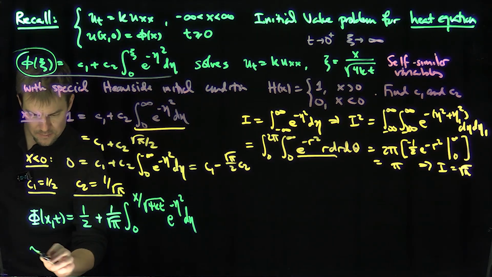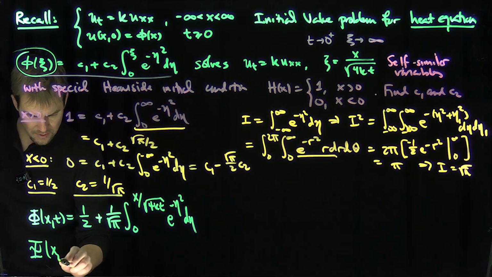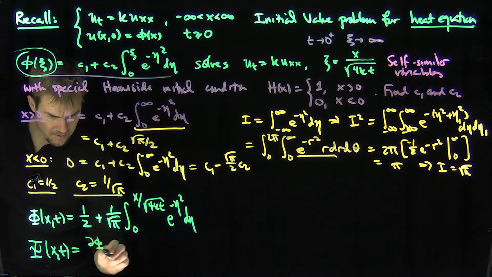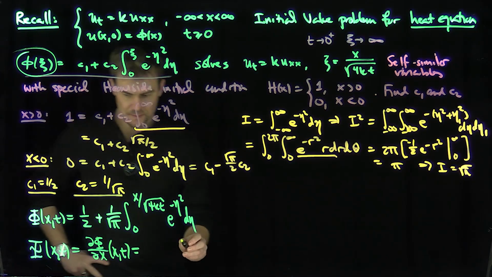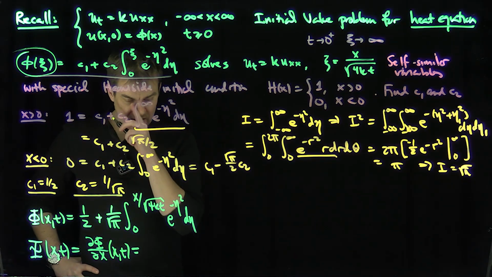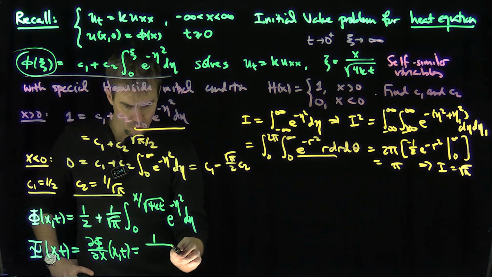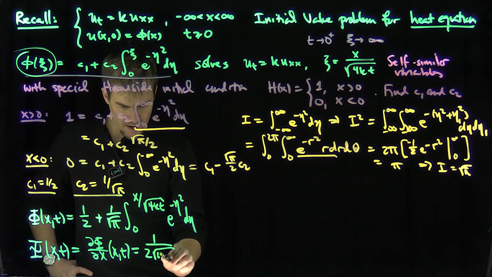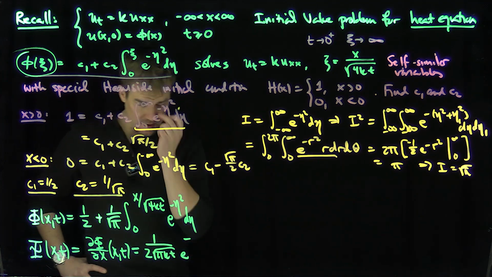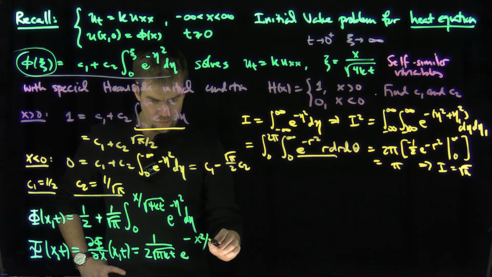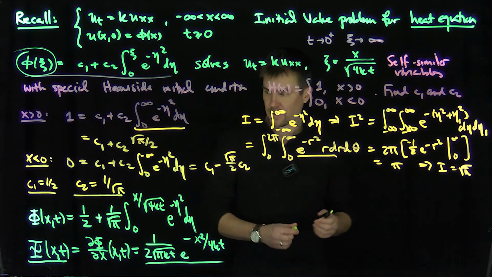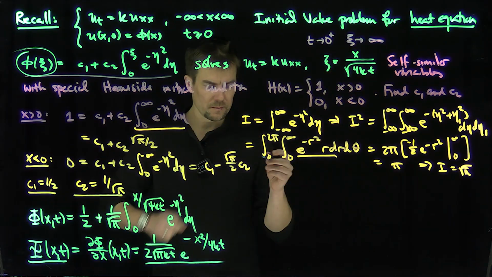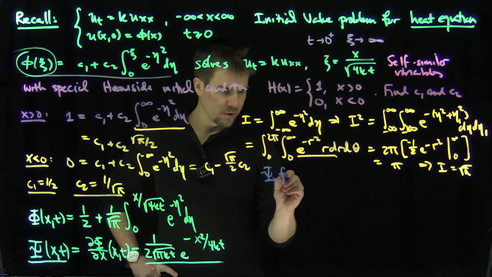Now I'm going to define psi of x and t to be d phi dx of x and t, which is going to be, the 1/2 goes away, we're going to have 1 over 2 square root pi kt e to the negative x squared over 4kt, like that, okay? Now this function psi of x and t over here, I claim this is the fundamental solution to the Laplace equation, right? This is the fundamental solution. Psi is the fundamental solution.